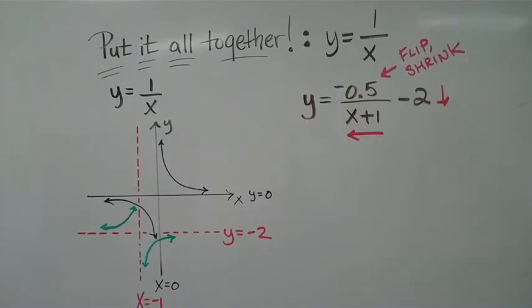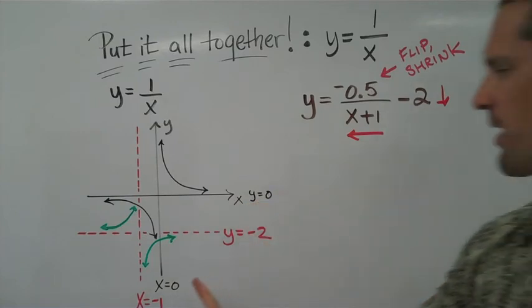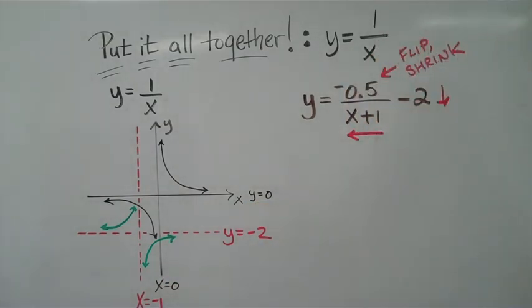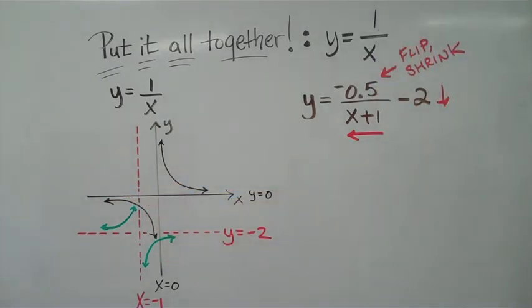Let's put it all together for y equals 1/x type of function. In black, I've got y equals 1/x. We have a horizontal asymptote at y equals 0 and a vertical asymptote at x equals 0. We're in the first and the third quadrants. Well, what happens if you have y equals negative 0.5 over x plus 1, minus 2?